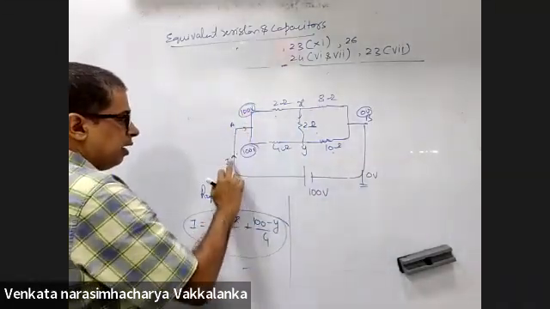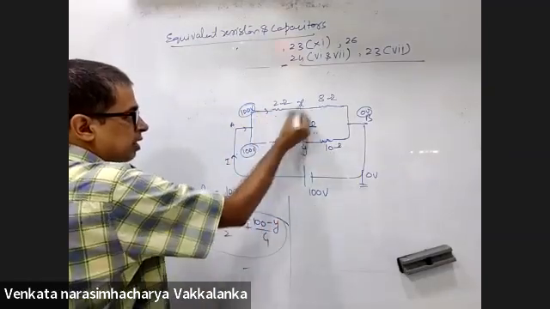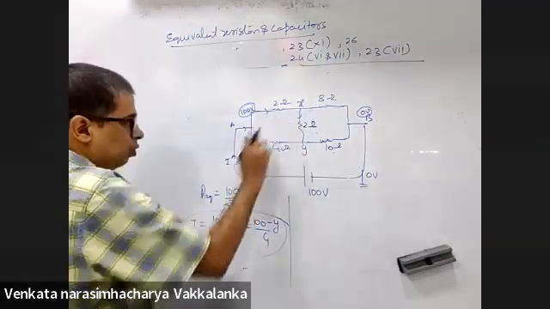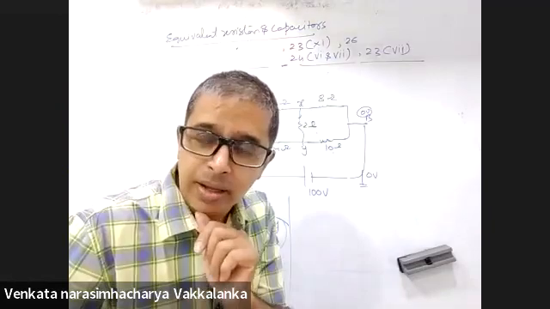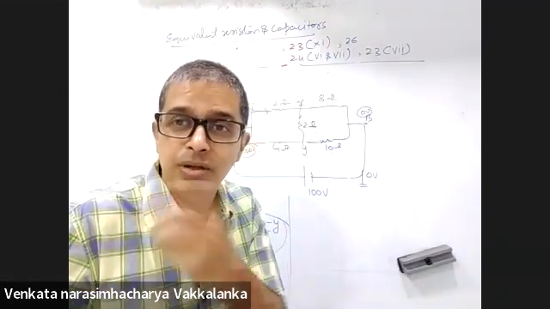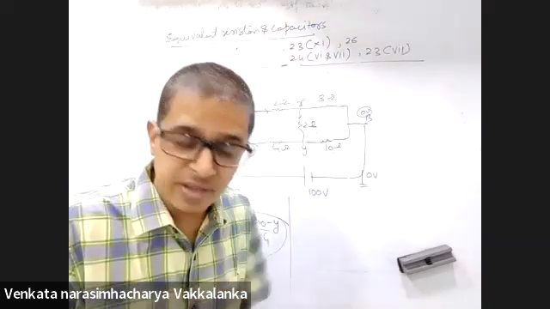So this I splits into this branch and this branch. What is the current in this branch? 100 minus X by 2, 100 minus Y by 4. Now I need to calculate only X and Y. The only two variables. So I need only two equations. Simplification will be simpler. Do you agree with that?